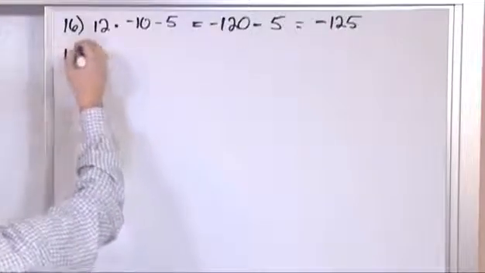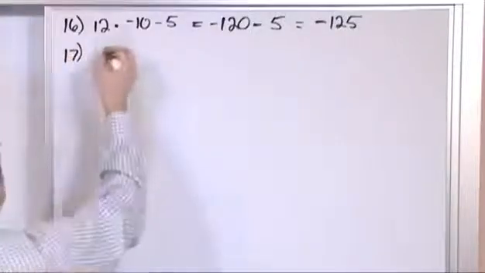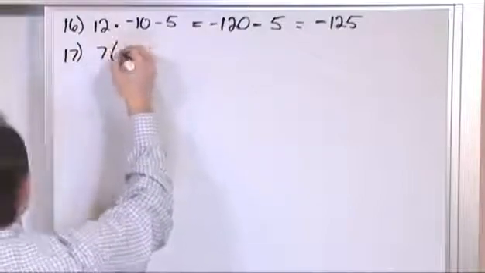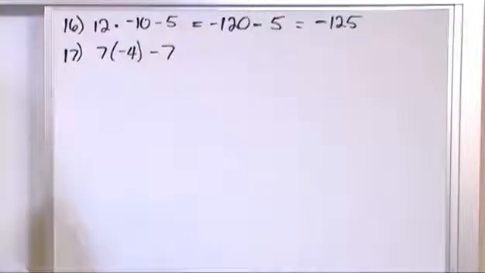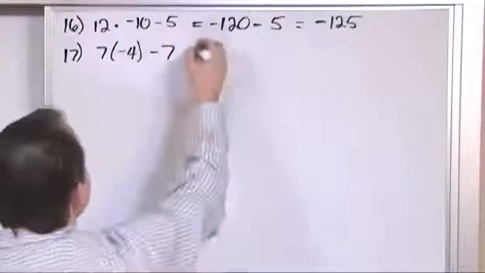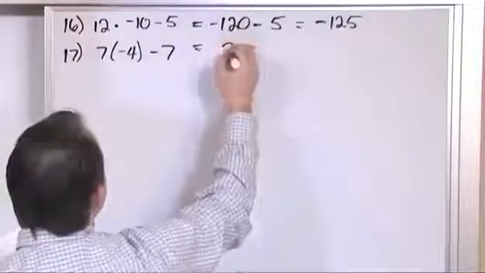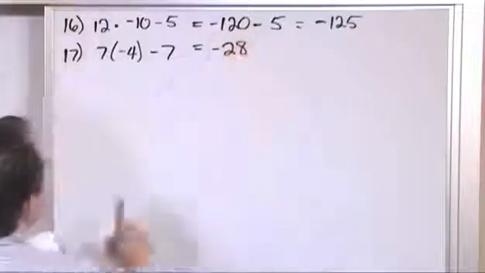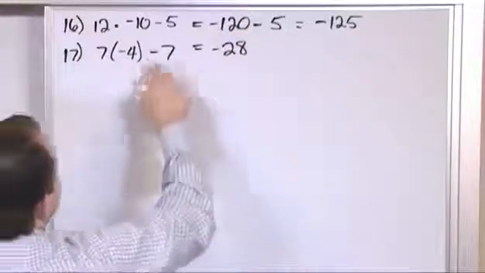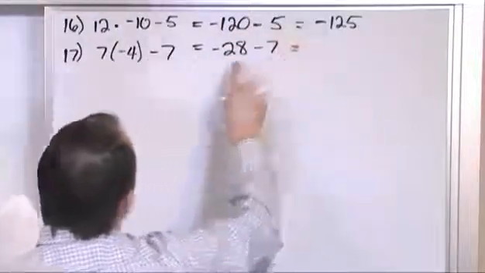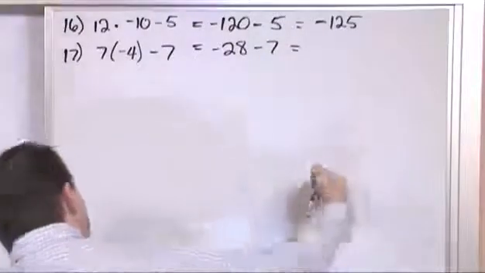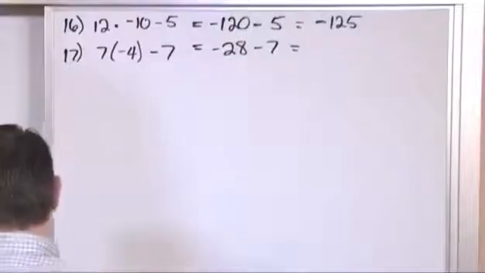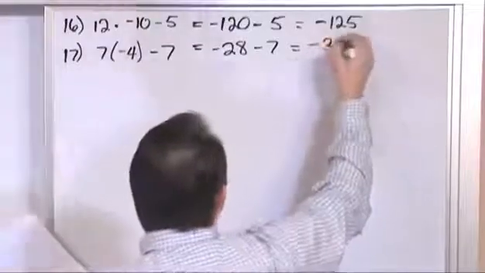So 17, let's say we have 7 times negative 4 minus 7. 7 times 4 is 28. Negative sign goes out front because these guys are different signs. We still have to subtract our 7, so we have negative 28 minus 7. We're starting at negative 28 and going 7 more negative, so we have negative 35.